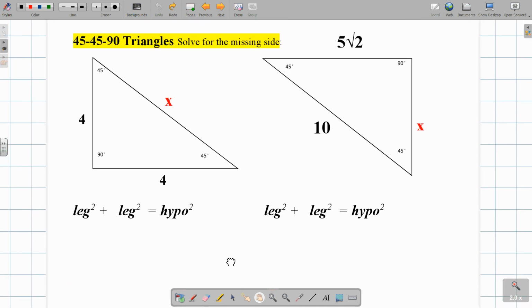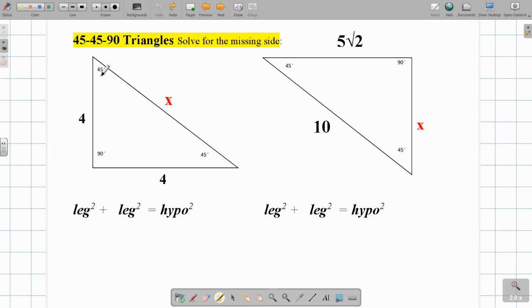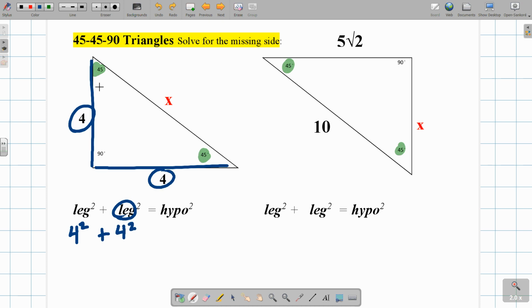Let's do, both of these are 45, 45, 90 triangles. Do you see that? 45, 45, 90. We're going to use the Pythagorean theorem to solve. So right here, we have one leg of 4, 4 squared. We have another leg of 4, 4 squared, which makes sense because if I have two congruent angles, these should be congruent. And then I have my hypo, which is going to be x squared. We're going to solve here.